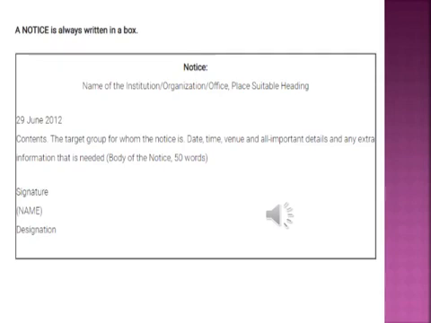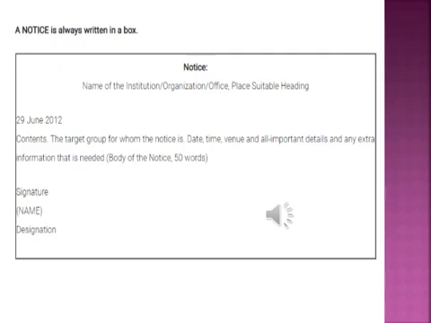Now contents. The target group for whom the notice is, that you have to remember when you are drafting a notice. So content is very important and the content should be in 50 words.